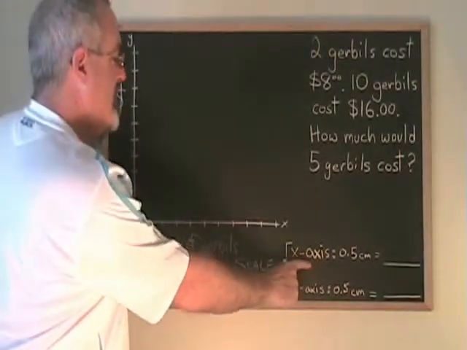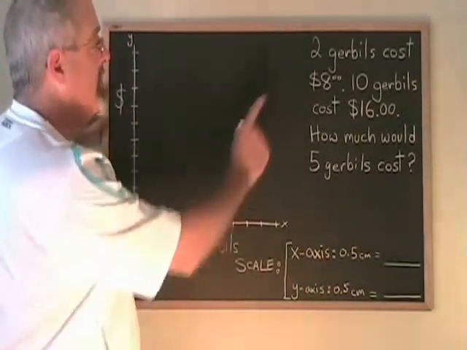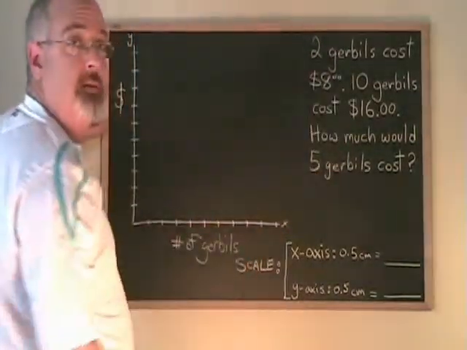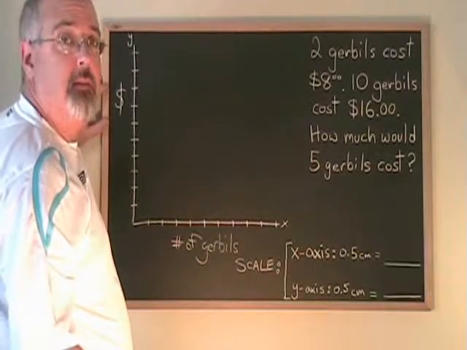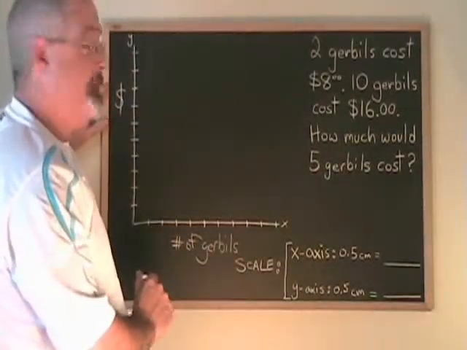On my x-axis, the number of gerbils have to be represented. I look at the numbers that I have. I have 2 gerbils, 10 gerbils, 5 gerbils. And I look for the largest of those numbers. 10 gerbils is the largest number that I have to put on the graph.